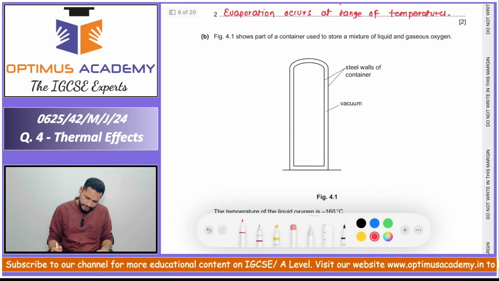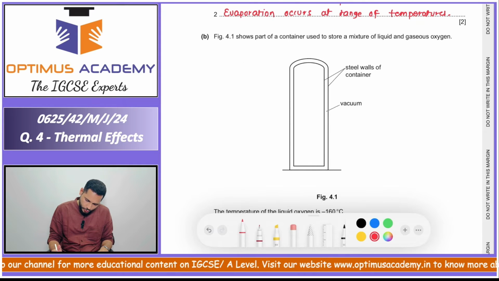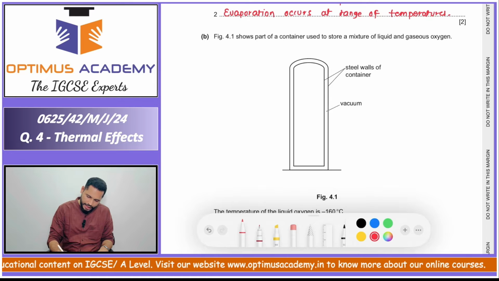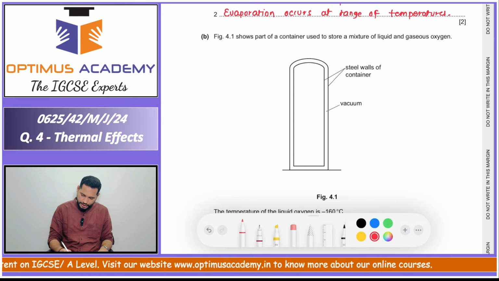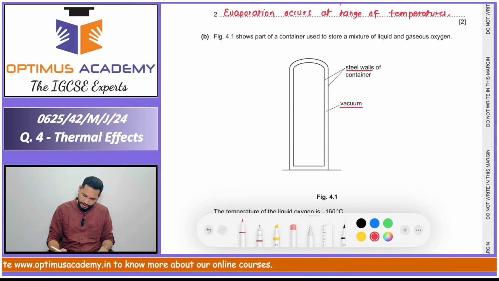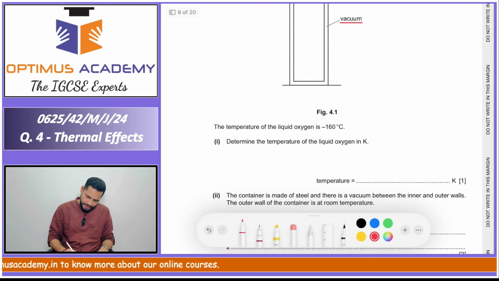Question B, it says figure 4.1 shows part of a container used to store a mixture of liquid and gaseous oxygen. You can see the container, the walls of the container are steel walls. There is a vacuum between the two walls of the container. The question says the temperature of the liquid oxygen is minus 160 degrees Celsius. Determine the temperature of the liquid oxygen in Kelvin.